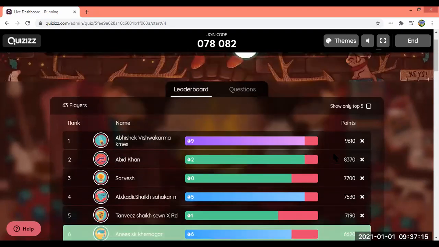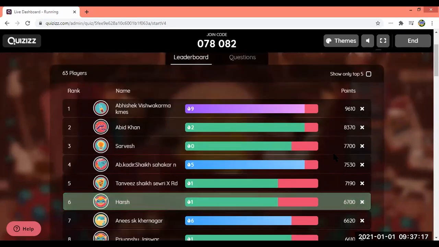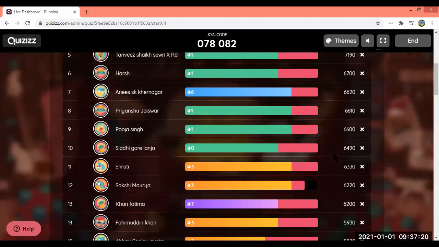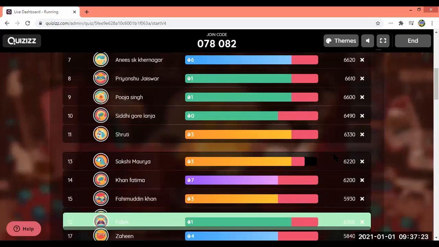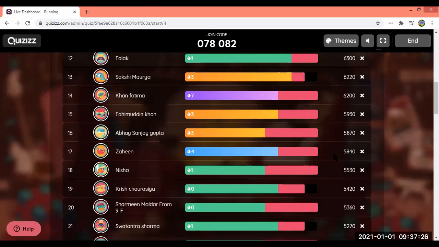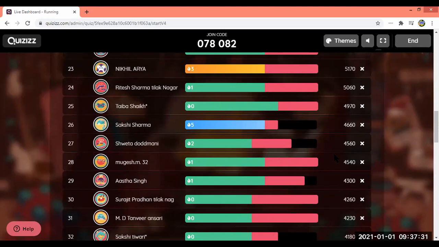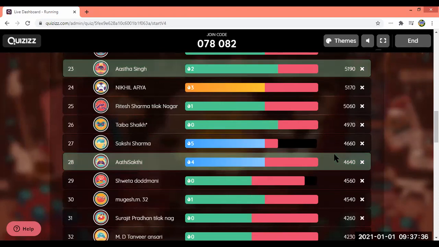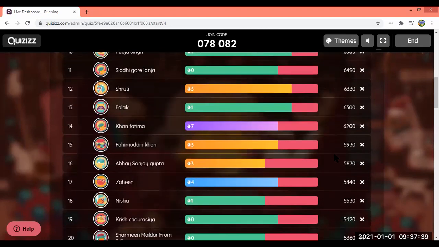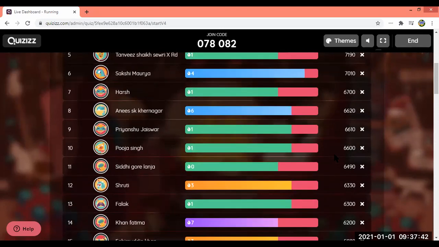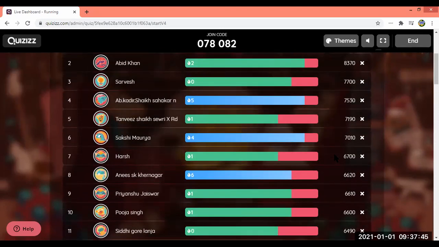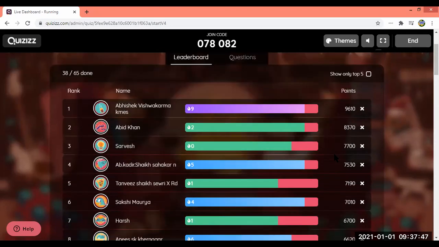Okay, so it's not about speed today, it's about accuracy. All right. So we wait for another 2 minutes and then I'll end the game. Sakshi Sharma, yes, you're doing great. Only one wrong so far. Sakshi Maurya has got around, I think, 9 of them right. Abhishek has got 9 of them right. Abid has got 9 of them right.